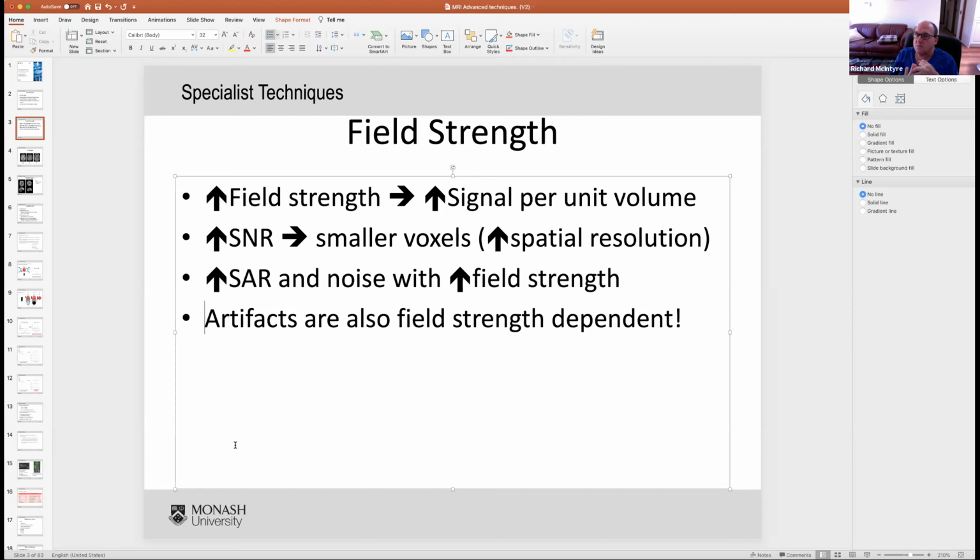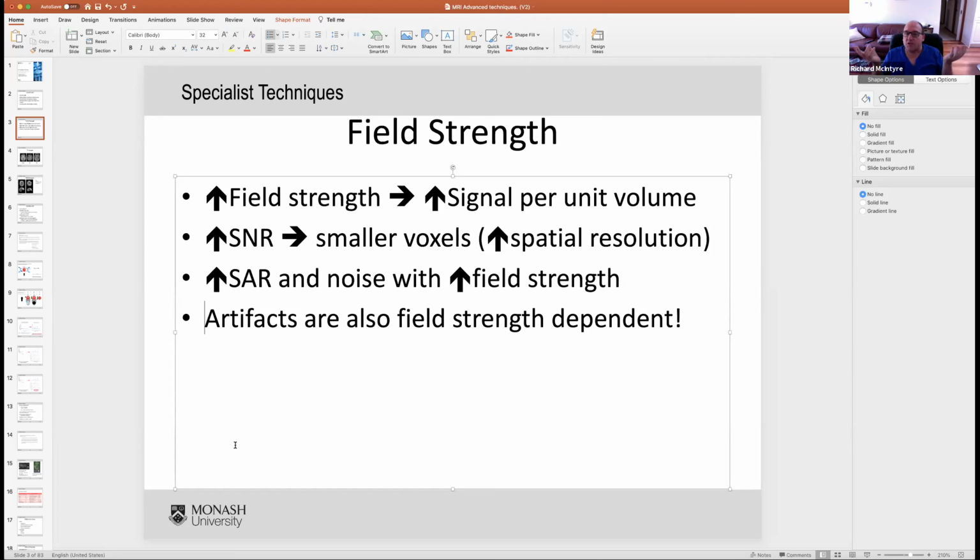And so if we have the same sequence, we're going to get a lot more signal from a 7T than a 3T, or a 3T than a 1.5T, but we're going to get the same spatial resolution, and we're going to get the same scan time, okay, from the same parameters.